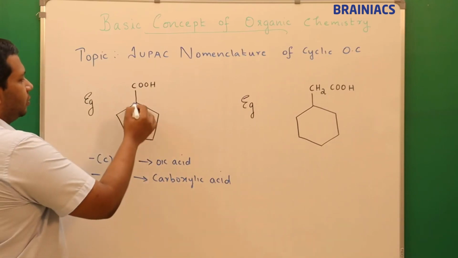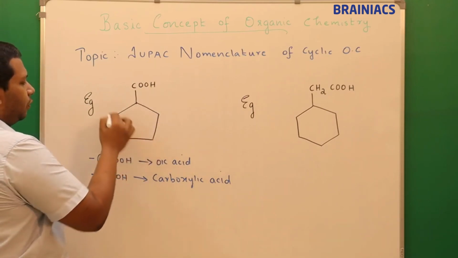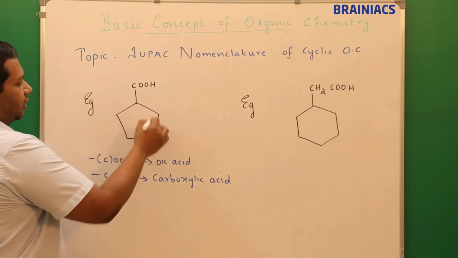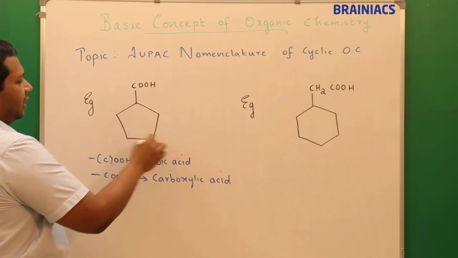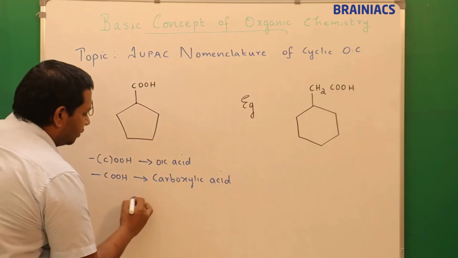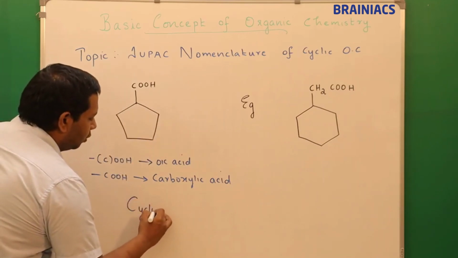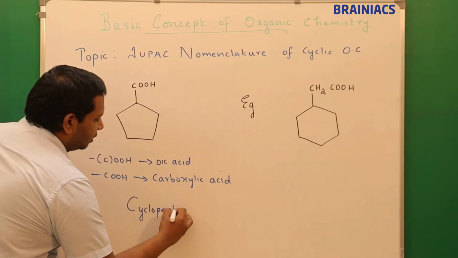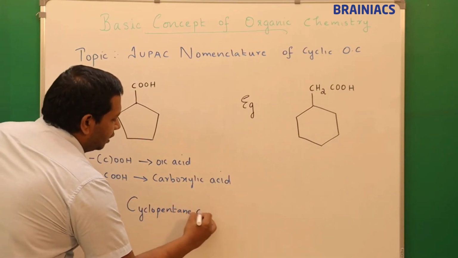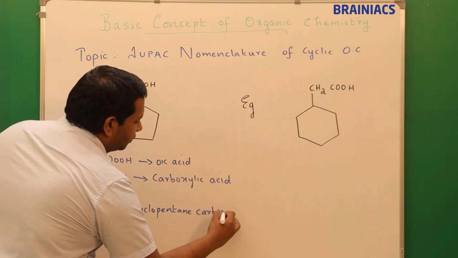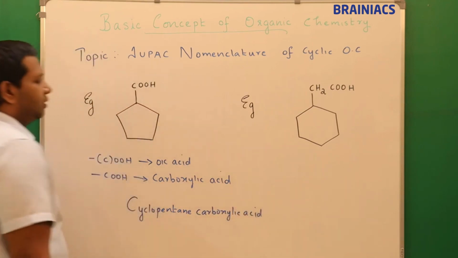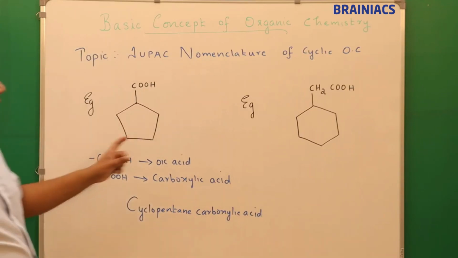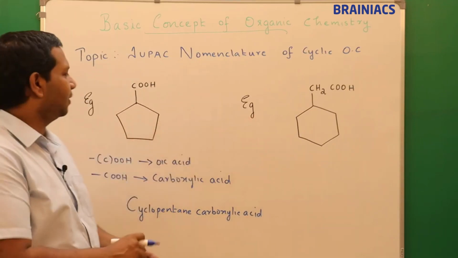We know how many membered ring this is, 1, 2, 3, 4, 5. It's pent. All are connected through single bonds, so it is pentane. And we know it is a cyclic compound, so cyclo. So I can say cyclopentane carboxylic acid. Okay, understood? Good. Now come to the next question, very important. These two are very, very important.